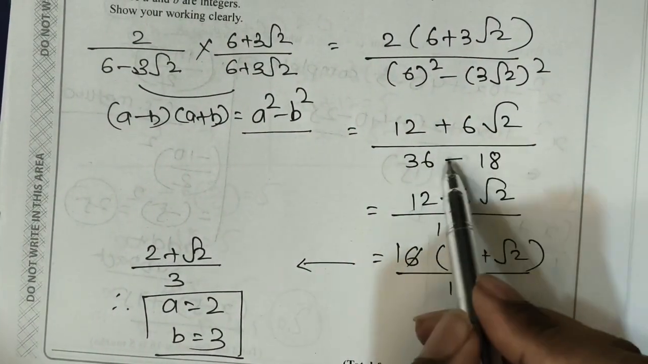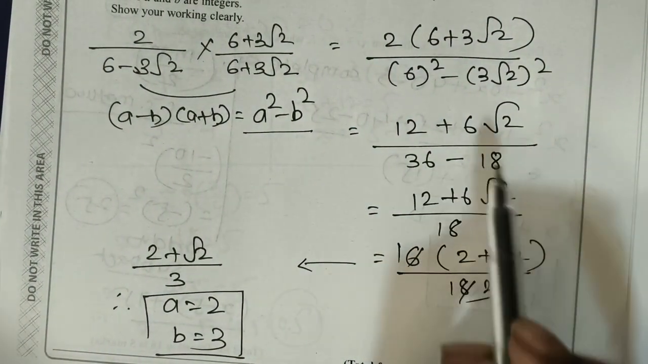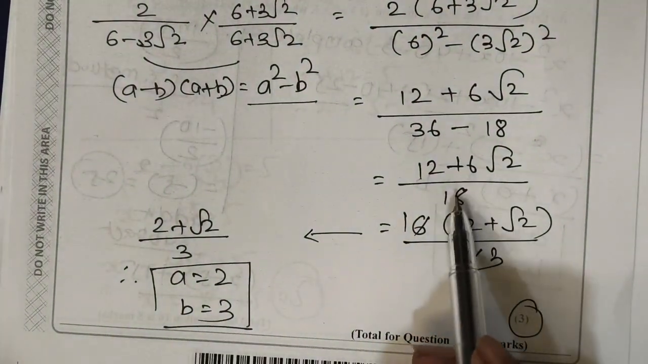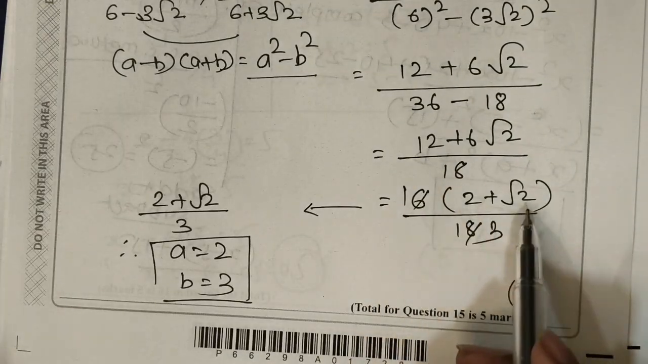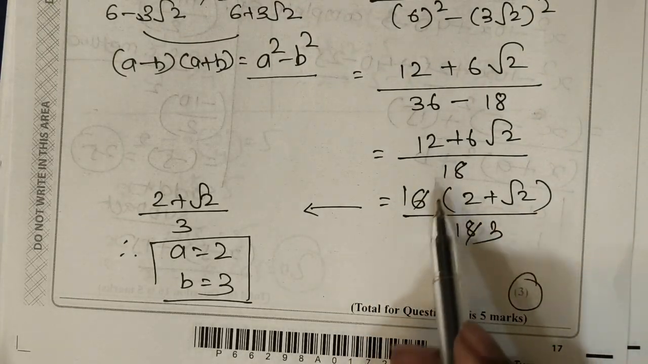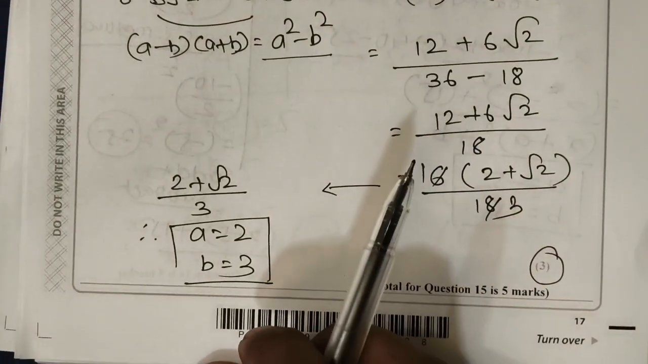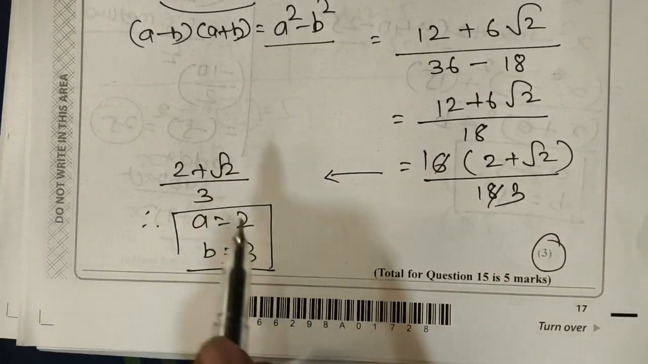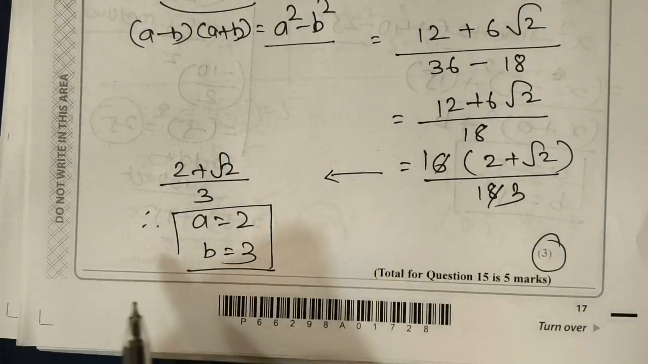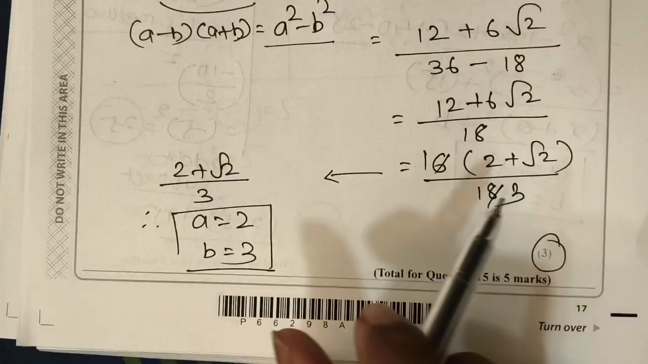I get 12 plus 6 root 2 upon 36 minus 18, which is 12 plus 6 root 2 upon 18, which is equal to 2 plus root 2 upon 3. I am just cancelling out the obvious ones. And that's why I get 2 plus root 2 upon 3. So my a is 2 and b is 3. Quite an easy sum for 3 marks. Let's go to the next one.